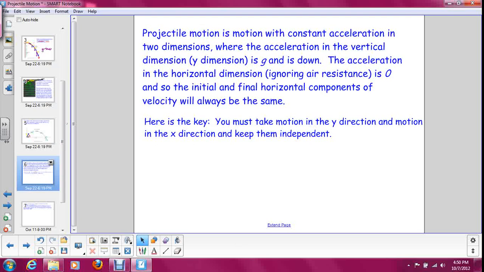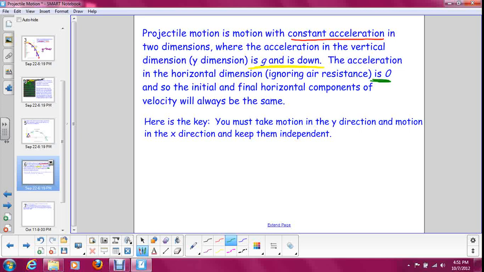So projectile motion is motion with a constant acceleration in 2 dimensions, where the acceleration in the vertical dimension is g and down. Always. And the acceleration in the horizontal dimension is 0. Always. So the final and initial horizontal components of velocity will always be the same.